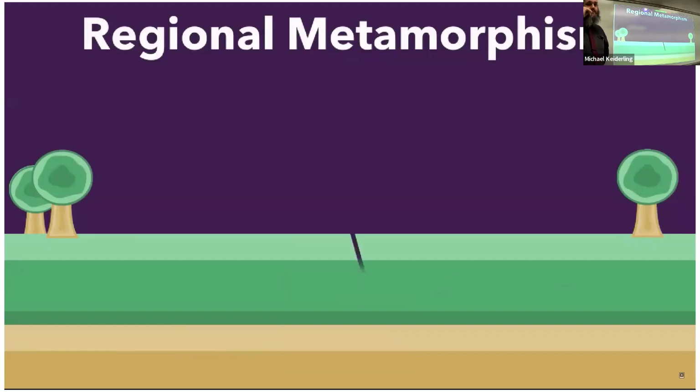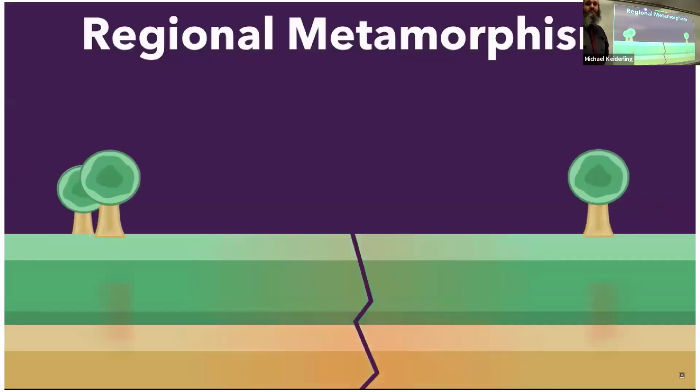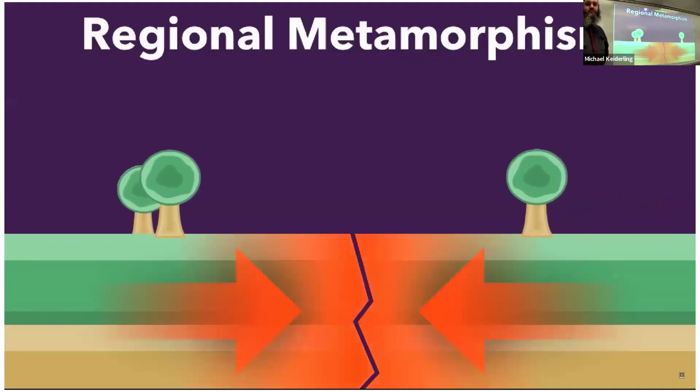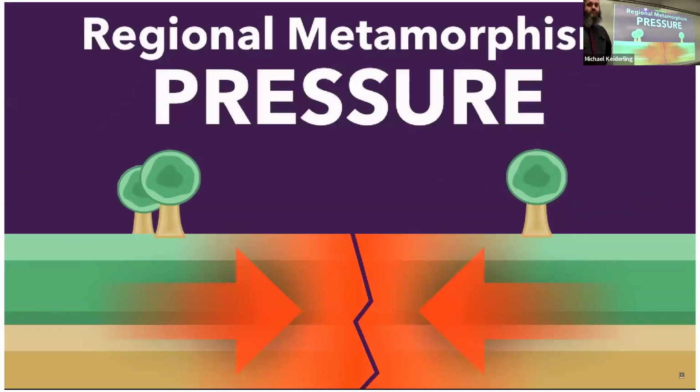So let's imagine that I have a plate boundary here, a fault, a crack, and that these two plates are coming together. So it's a convergent plate boundary. Well, as you can imagine, in the middle here, there's going to be immense pressure, and that pressure can cause the rocks trapped in the middle to become metamorphosized. So all along this boundary, you'll find metamorphic rocks. Again, this is different from contact in that it's not so much about the heat, it's more about the pressure.